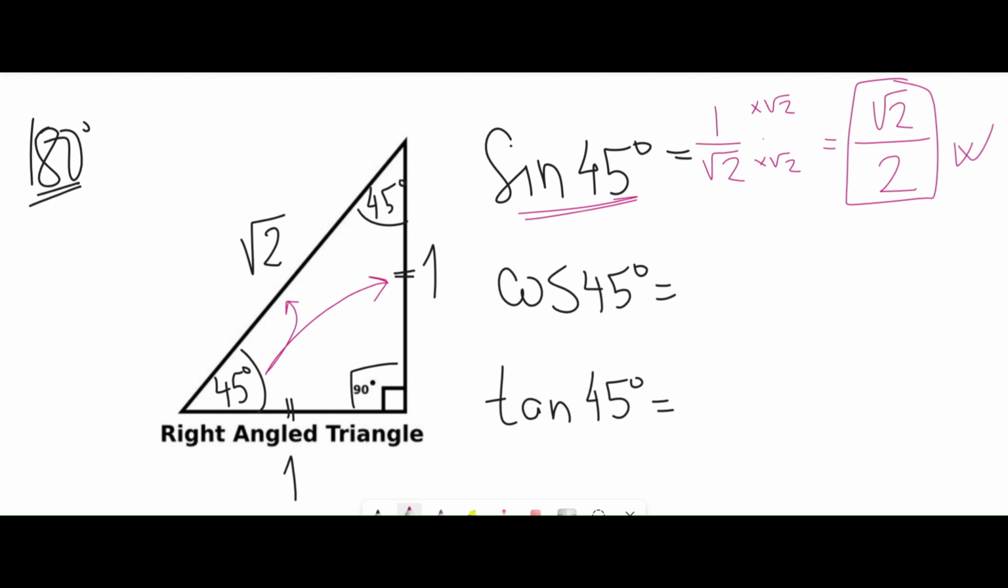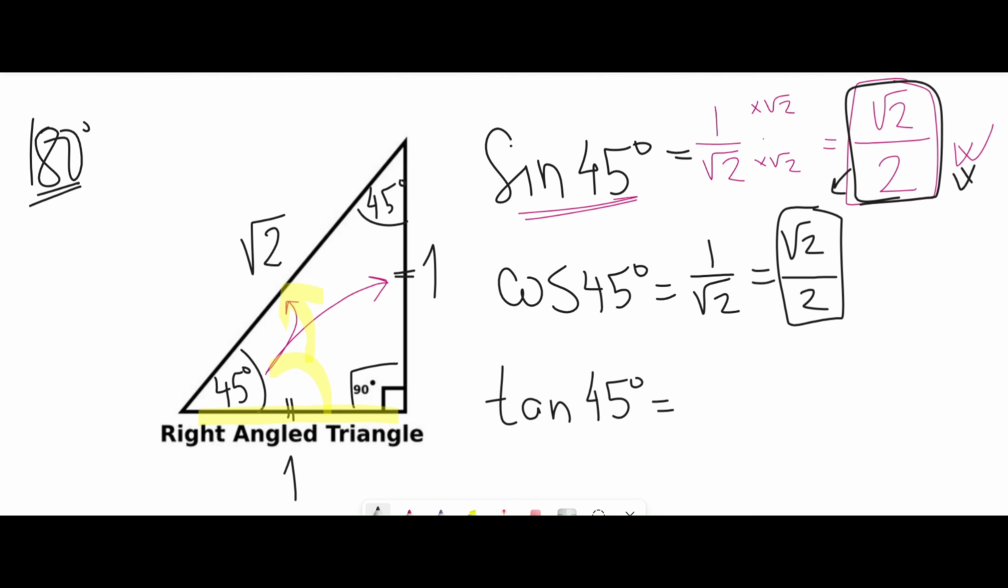Okay, cosine of 45, which is adjacent over hypotenuse. Don't we get the same thing again? 1 over radical 2, which is basically equal to radical 2 over 2. So sine and cosine have equal value for 45 degrees. Finally, tangent is equal to opposite over adjacent, which is basically equal to 1 over 1 equals 1.